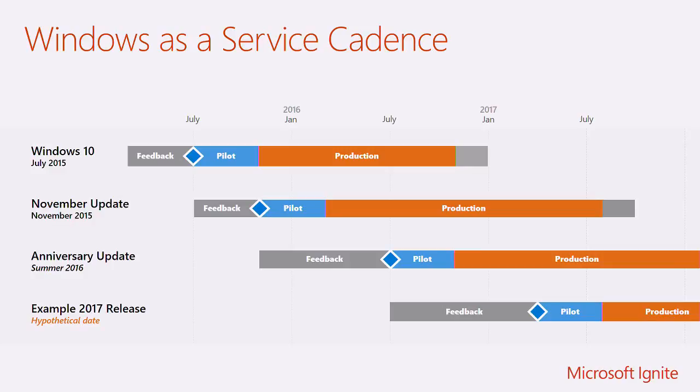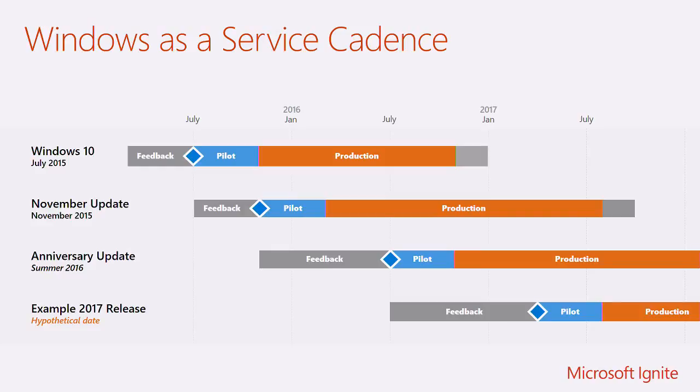From there, that little blue strip where it says pilot, we want you to spend about 4 months in that pilot phase where you have that small group in the IT department playing around with this build. This is where you're going to identify any major issues or anything that might have slipped through on our end. At the end of that pilot phase, again, a 4-month period, we're going to declare that particular build a CBB, which is a current branch for business. That's the point where we're saying that we're comfortable for enterprises to pick up this build as their production build, and you're able to roll it out to the rest of your enterprise.